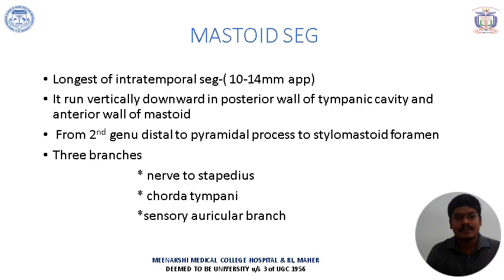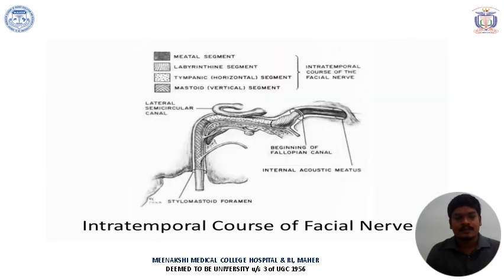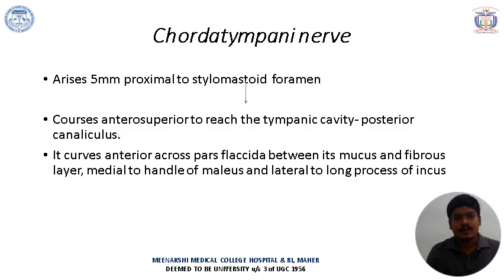The chorda tympani nerve arises approximately 6 mm proximal to the stylomastoid foramen, and it enters the middle ear through the posterior canaliculus and passes between the malleus and incus, and it again passes through the anterior canaliculus to the canal of Huguier.